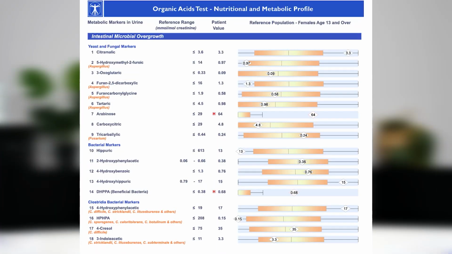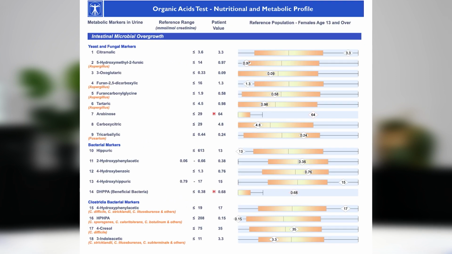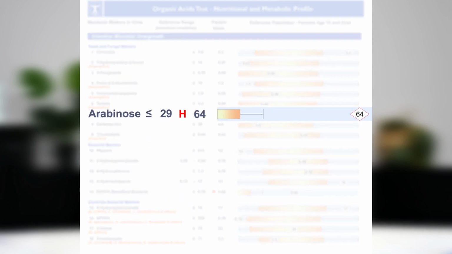So we're going to deconstruct an organic acid test, and I've chosen this one because it's a really good example of a whole lot of things that's going on for this person. And you'll see that on this page specifically, we are measuring for intestinal, bacterial, and fungal markers. And so you can see on this test that there is a marker called arabinose that is sitting quite elevated. And this is usually an indication of fungal overgrowth. And fungal organisms, such as Candida albicans, for instance, which is pretty common, can produce metabolites such as arabinose, which you can measure in the urine, which is what this test is.